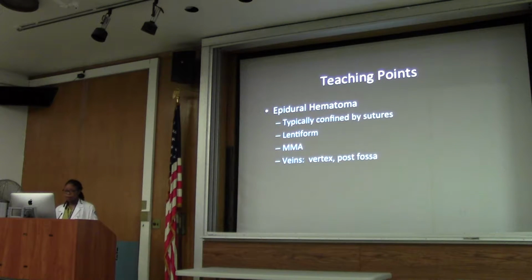So teaching points again: most important thing, they're typically confined by the sutures, but they can cross the midline, like we said. They're typically lentiform in shape, but they don't always follow the rules, and are associated with middle meningeal artery injuries. Another important thing to know is that they can also be associated with venous injuries, particularly at the posterior fossa and at the vertex. There can be some association with venous tears.